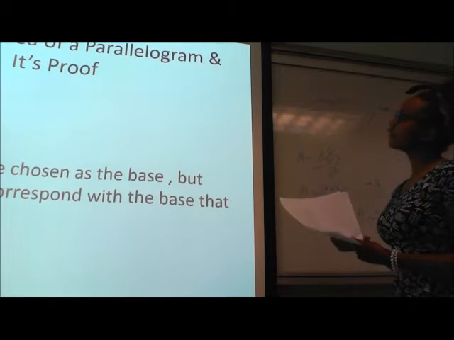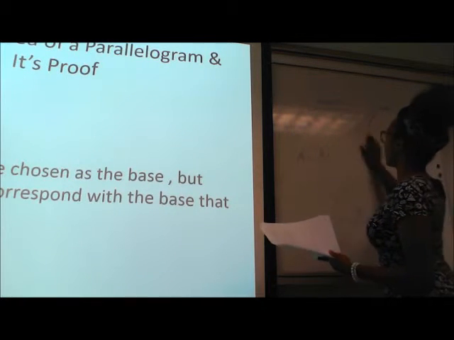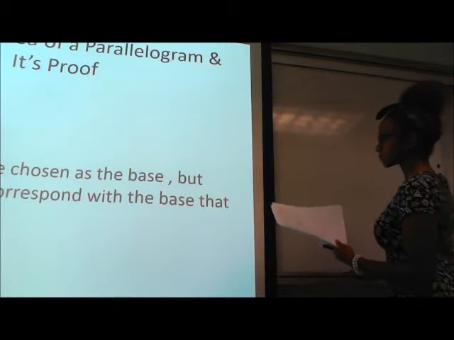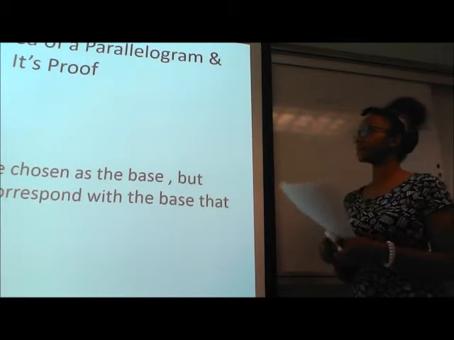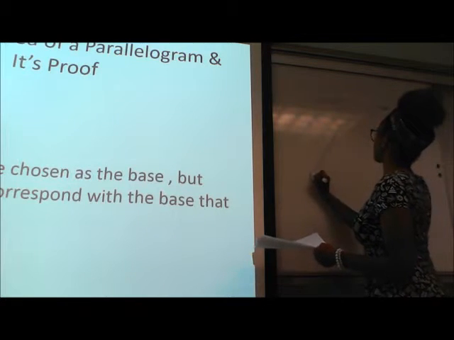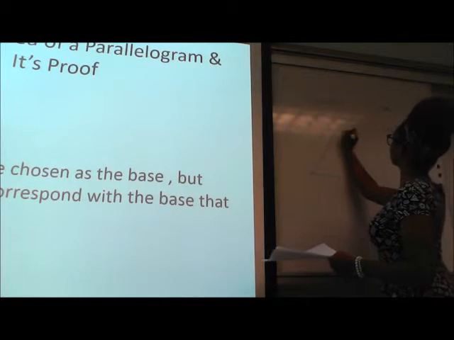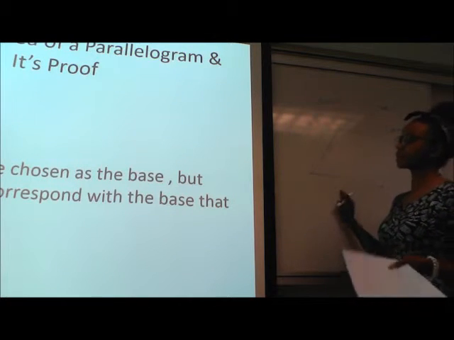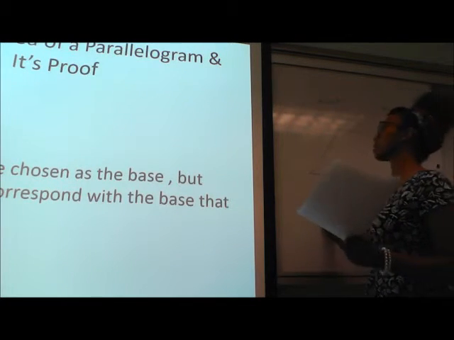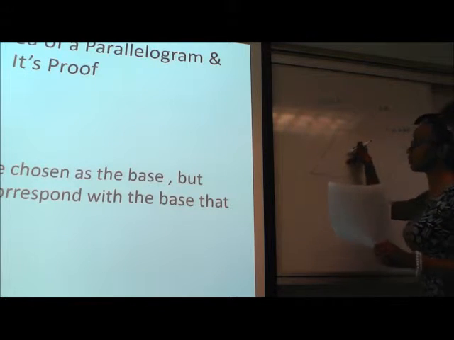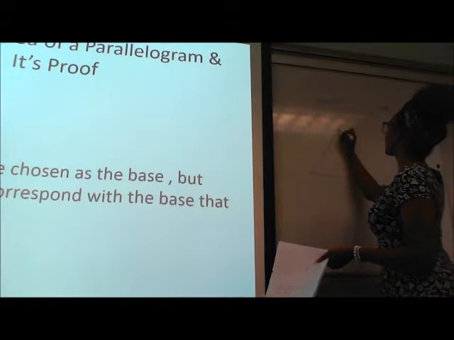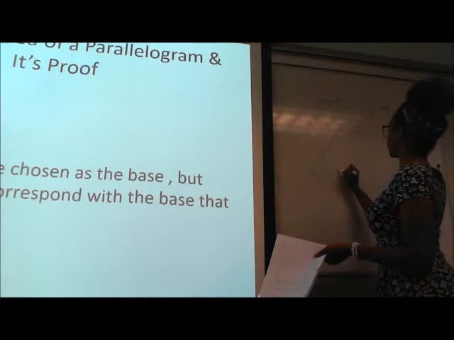All right, finding the area of a parallelogram and its proof. The area of a parallelogram is base times height, and any of the four sides can be chosen as a base. So here's your parallelogram. Any of these sides can be chosen as a base, but your height must correspond to whatever base you choose. So if my base is up here, then my height will be right here.